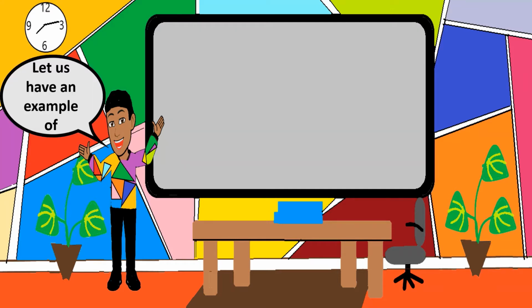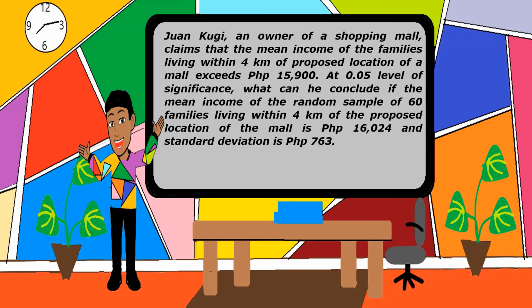Let's have an example of hypothesis testing for one sample z-test. Juan Kugi, an owner of a shopping mall, claims that the mean income of the families within 4 kilometers of the proposed location of a mall exceeds 15,900 pesos. At 0.05 level of significance, what can he conclude if the mean income of a random sample of 60 families living within 4 kilometers of the proposed location of the mall is 16,024 pesos and standard deviation is 763 pesos?